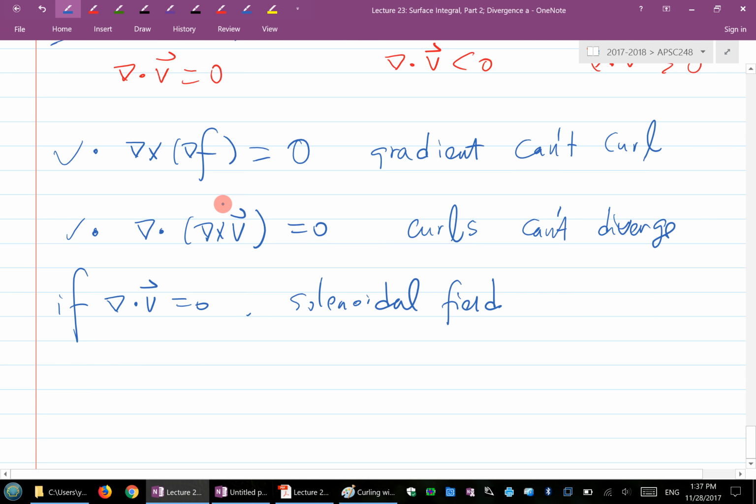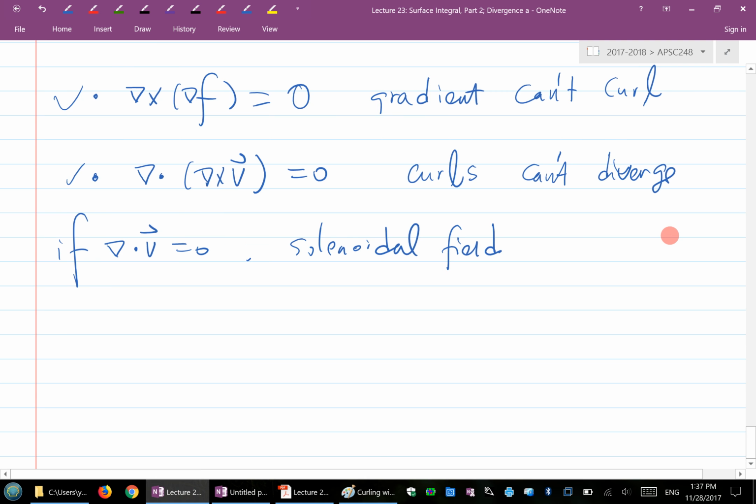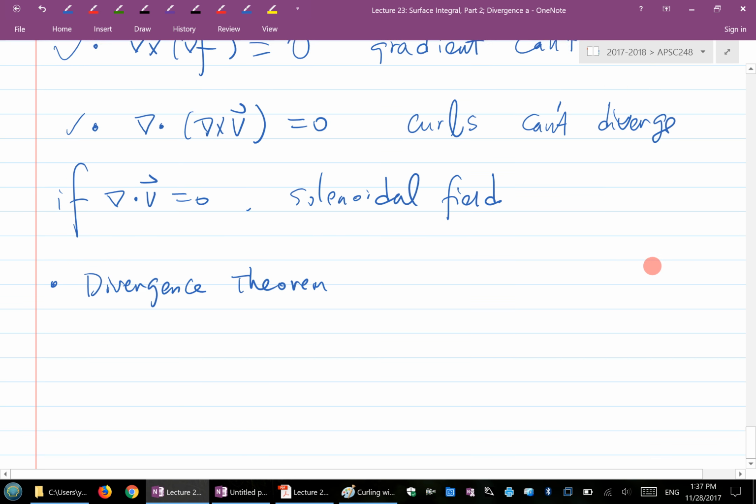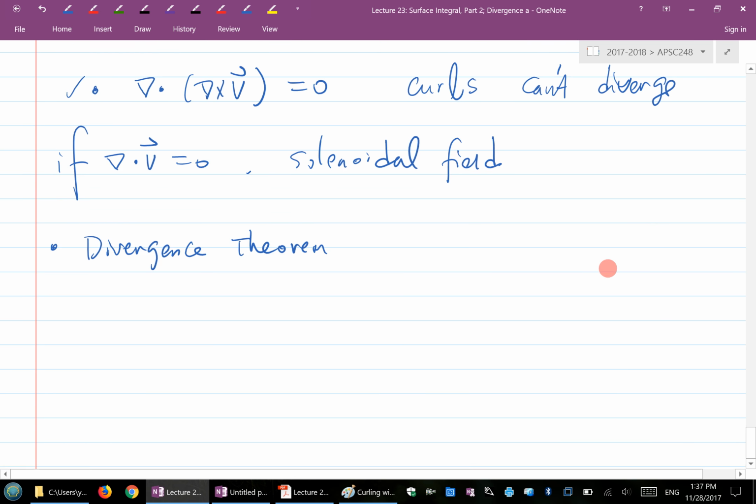Good? All right. So now I think we're ready to talk about the divergence theorem. It is also called Gaussian theorem. As we're going to learn here, it's actually the 3D analog of the Green theorem. We learned the Green theorem, right? So this is actually 3D. I'll relate that to the 2D Green theorem after we finish this one here.